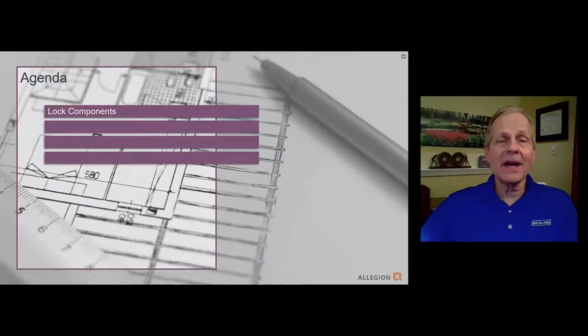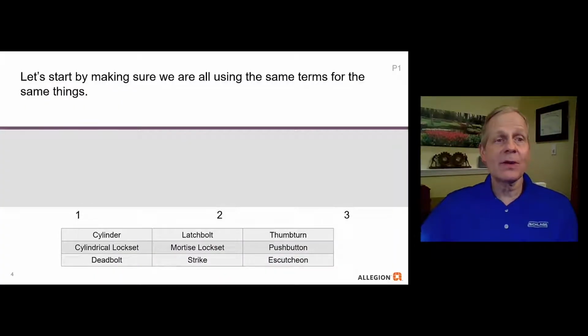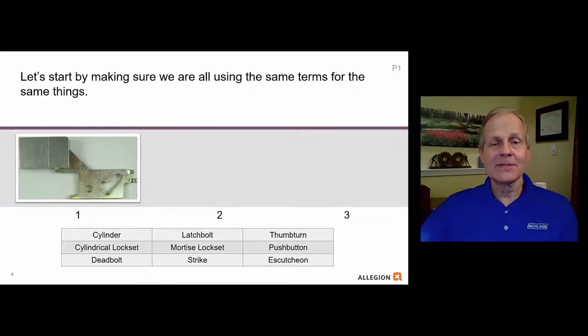All right, so we're going to start out with lock components so that we can make sure that we're using the proper terms for the same things when we're discussing different types of locks or different lock functions. At the bottom, you have some choices for the part names: cylinder, cylindrical lock set, deadbolt, latch bolt, mortise lock set, strike, thumb turn, push button, and escutcheon. Those would be your choices for these parts that I'm going to be showing you on the screen. We'll start out with number 1. Based on your choices down below, what do you think that this part is called?